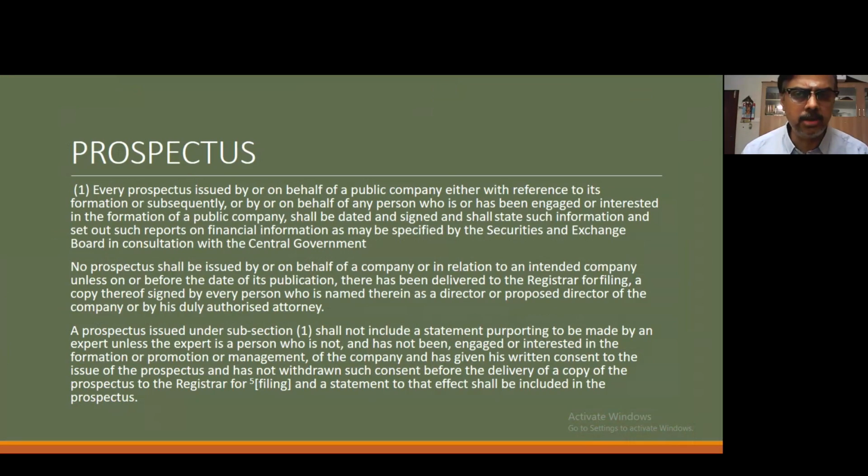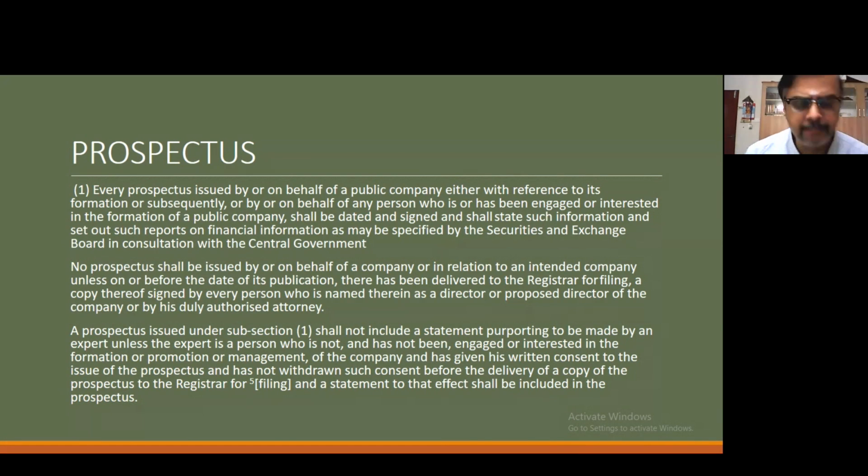So prospectus is nothing but a document which has been issued. It has to be dated and signed, and every prospectus issued by the company shall provide such information, shall be dated and signed. No prospectus shall be issued by or on behalf of a company or in relation to an intended company unless on or before the date of its publication it has been delivered to the registrar. So very importantly, the prospectus as a document should be delivered to the registrar, and a copy thereof signed by every person who is named as a director or proposed director has to sign it and give it to the registrar. And the prospectus which is issued under section 32 subsection 1 shall not include a statement purporting to be made by an expert unless the expert is a person who is not and has not been engaged or interested in the formation or promotion or management of the company and has given his written consent.